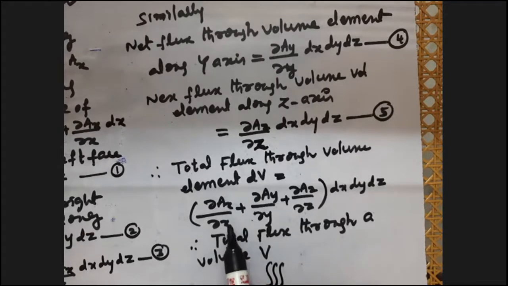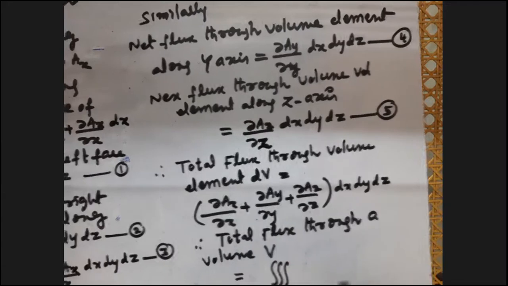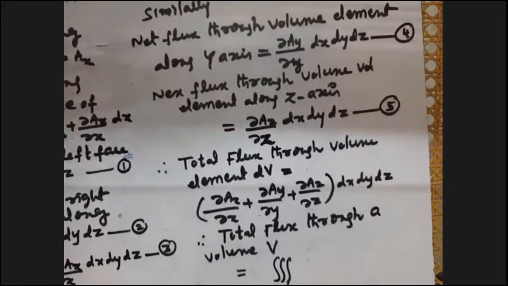So ∂Ax/∂x + ∂Ay/∂y + ∂Az/∂z, we can write it as the divergence of A bar. We know in Cartesian coordinates div A bar equals del bar dot A bar equals ∂Ax/∂x + ∂Ay/∂y + ∂Az/∂z. Okay, so I'm writing one more step here.